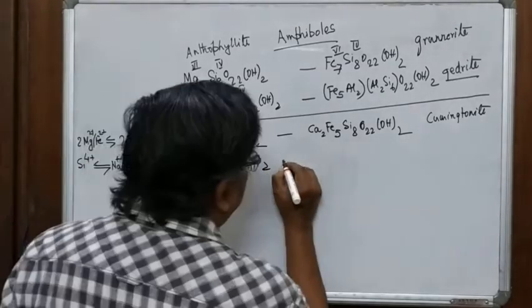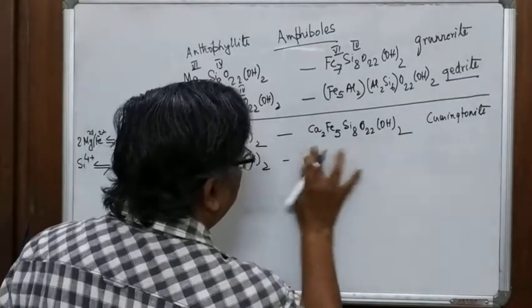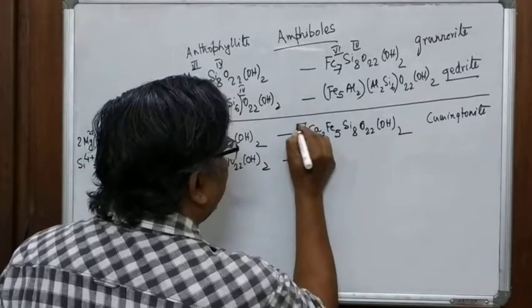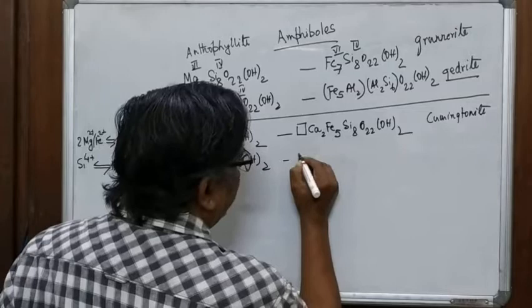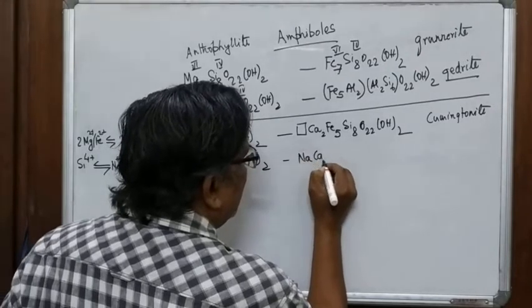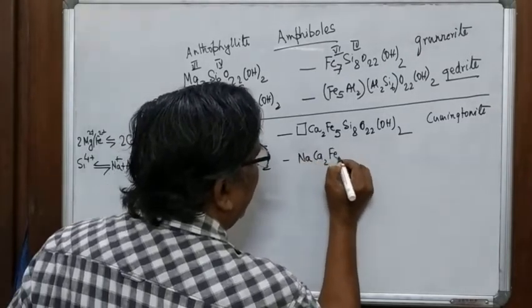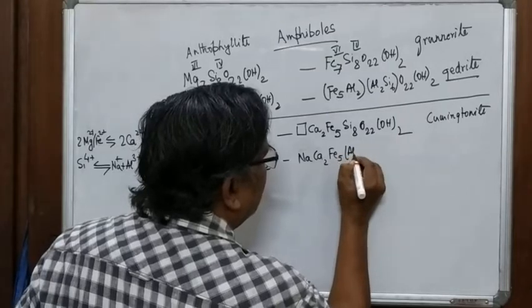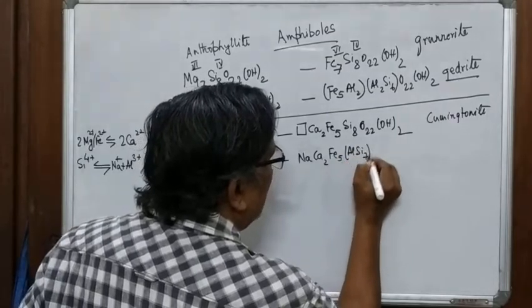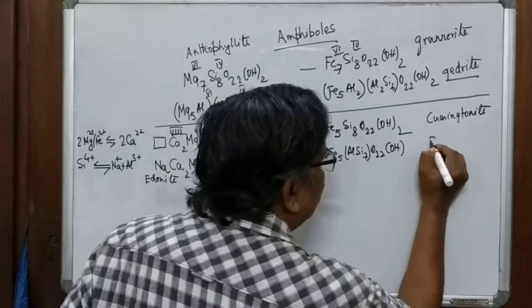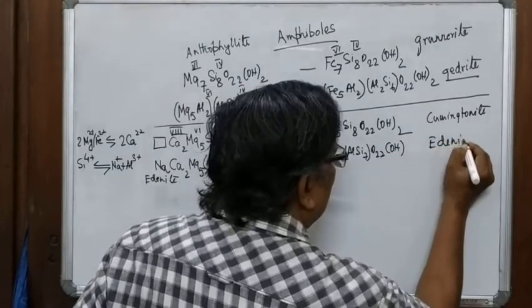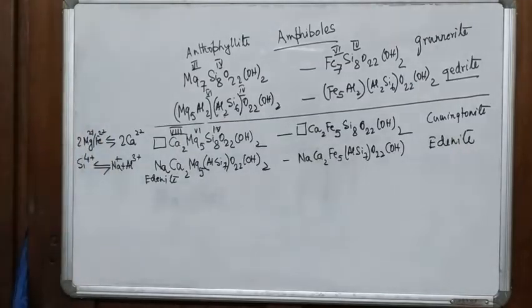And the iron member, I will also write a blank. So it's a blank here. And so it is NaCa2, Fe5, Al, Si7, O22, (OH)2. And this is the edenite series.